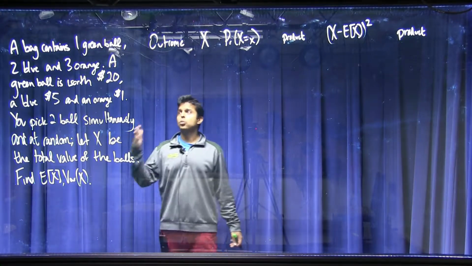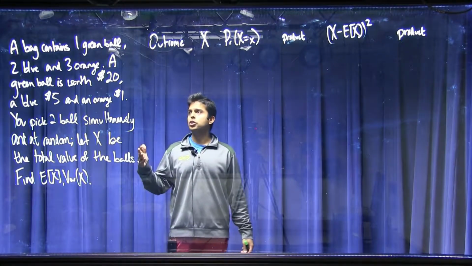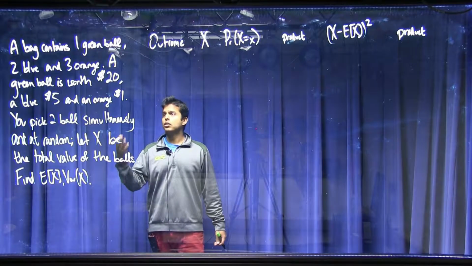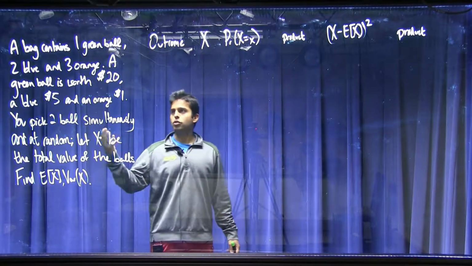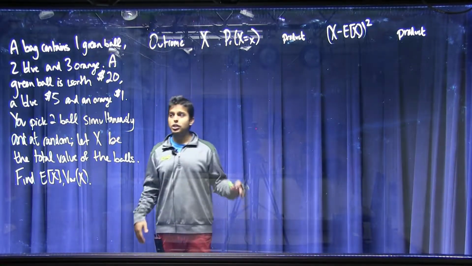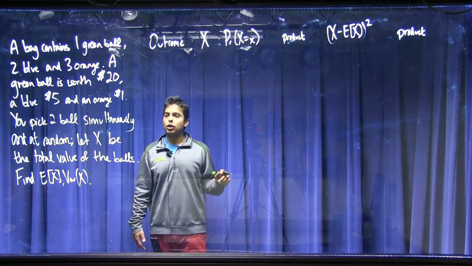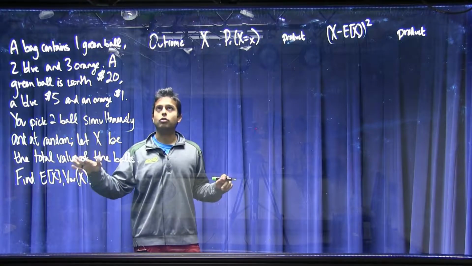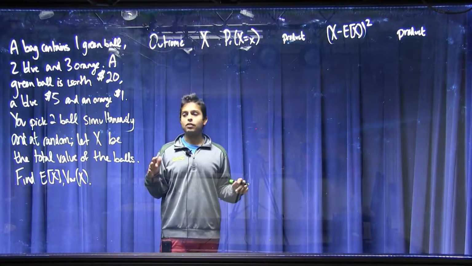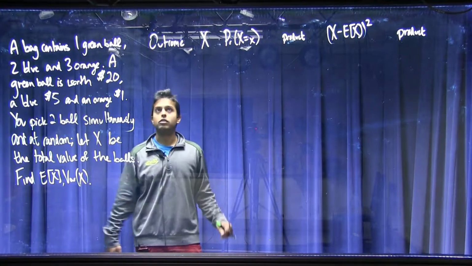Alright, so a bag contains one green ball, two blue balls, and three orange ones. A green ball is worth $20, a blue one's worth $5, and an orange one's worth $1. So you reach into the bag and grab two simultaneously and at random. And then we're going to let X be the total value of the two balls that you grabbed. And we need to find the expected value and the variance of X.